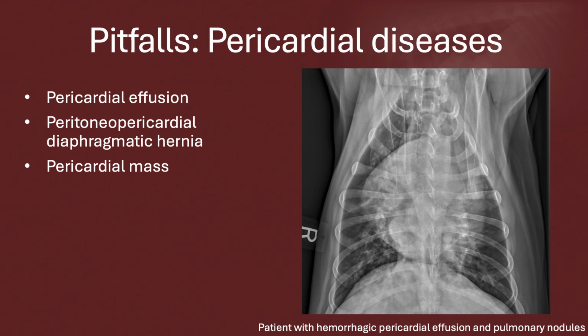Other pericardial diseases may also result in an increased size of the cardiac silhouette, including pericardial effusion, peritoneopericardial diaphragmatic hernias, or pericardial masses. This image demonstrates generalized enlargement of the cardiac silhouette in a canine patient secondary to hemorrhagic pericardial effusion with secondary metastatic pulmonary nodules.